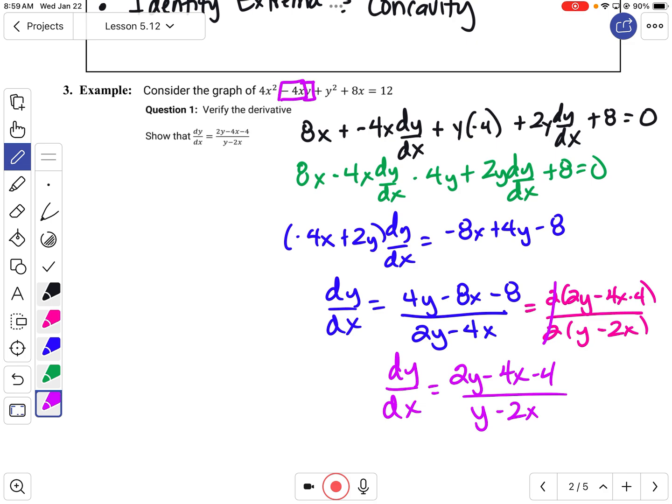Okay, so that's the first type of question they would ask. All right, here's the derivative. Prove that's really what it is. Okay, show me all the work.